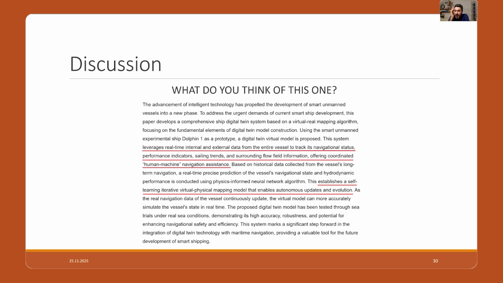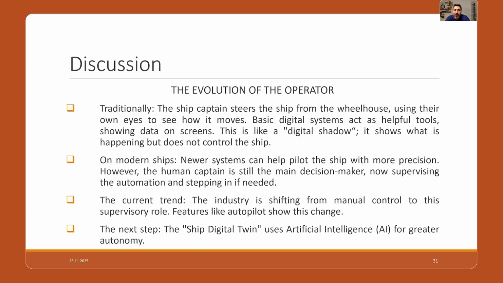So half of the audience said that this is a digital twin. Yes, it is a digital twin. Actually, here it says, this establishes a self-learning iterative virtual physical mapping model that enables autonomous updates and evolution. If we're talking about evolution and virtual physical model interconnectivity, then this is definitely a digital twin. So yes, okay. Let me talk about the evolution of the operator now.